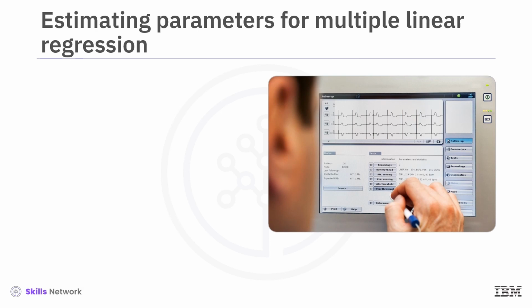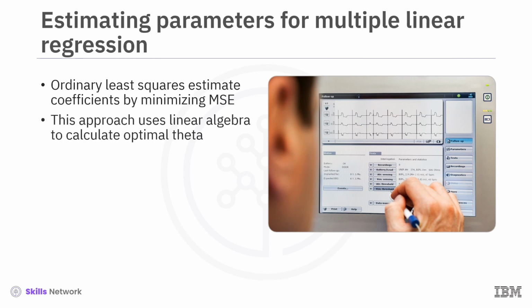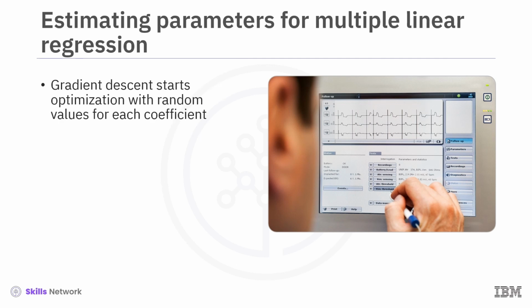There are many ways to estimate the value of these coefficients. However, ordinary least squares and an optimization approach are the most common methods. Ordinary least squares estimates the values of the coefficients by minimizing the mean squared error. This approach uses the data as a matrix and uses linear algebra operations to calculate the optimal values for theta. Another option is to use an optimization algorithm to find the best parameters. That is, you can use a process of optimizing the coefficients by iteratively minimizing the model's error on your training data. For example, you can use the gradient descent method, which starts the optimization with random values for each coefficient. Gradient descent is a good approach if you have a large data set.